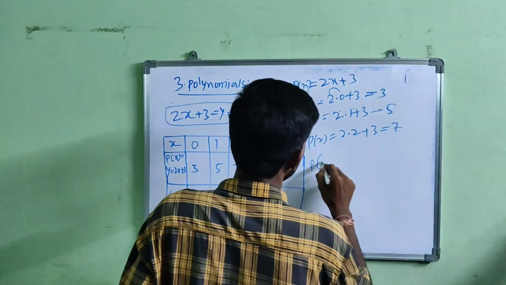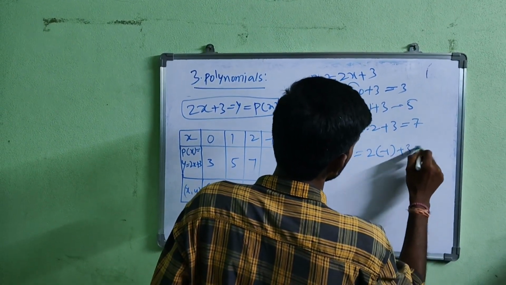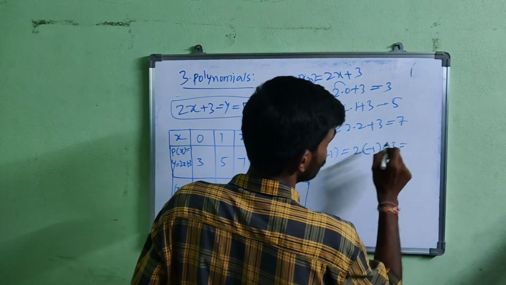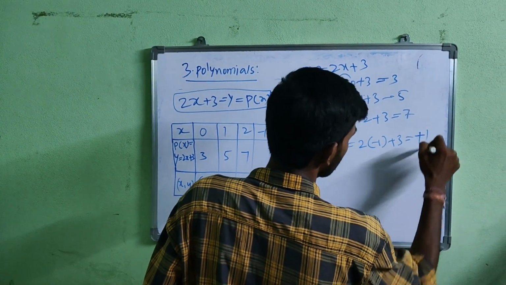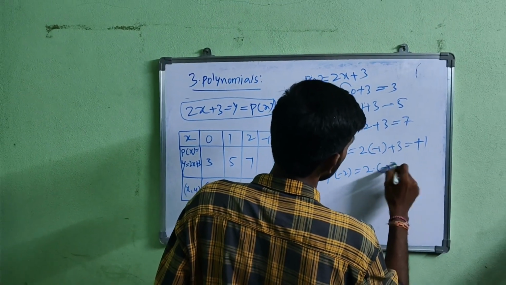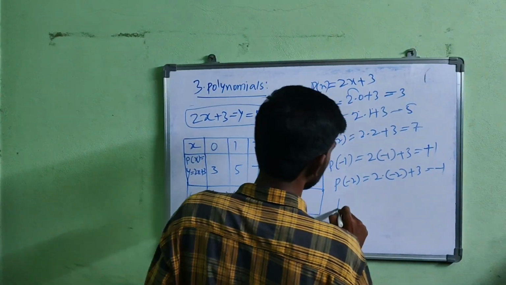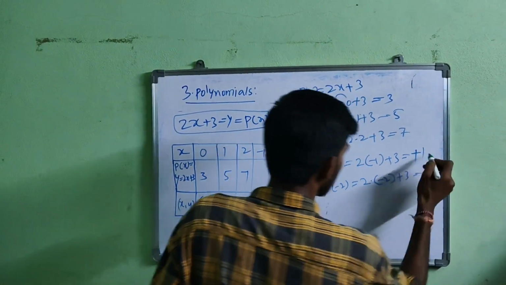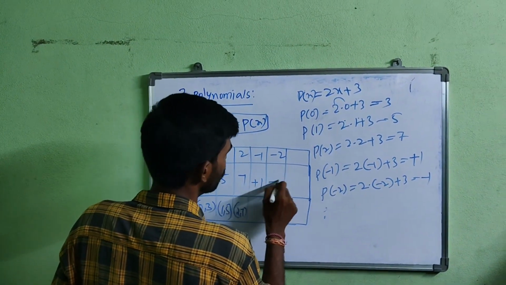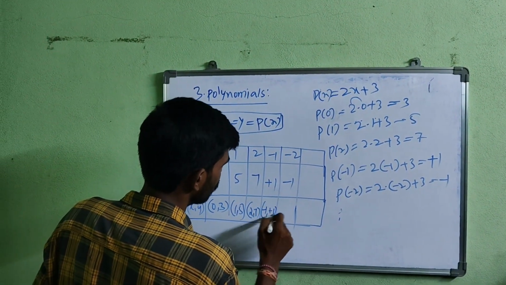Next, if I take P of minus 1, it is equal to 2 into minus 1 plus 3. 2 ones are 2, minus 2 plus 3. What is it? Plus 1. P of minus 2: 2 into minus 2 plus 3. 2 2s are 4, minus 4 plus 3, minus 1. Okay, now plus 1, minus 1.